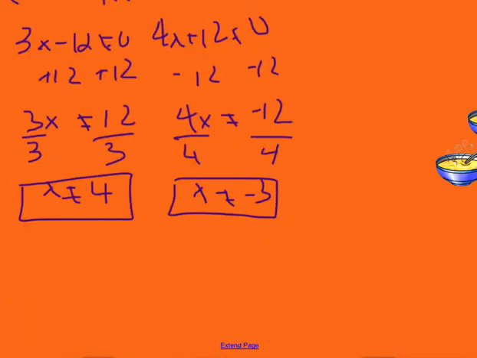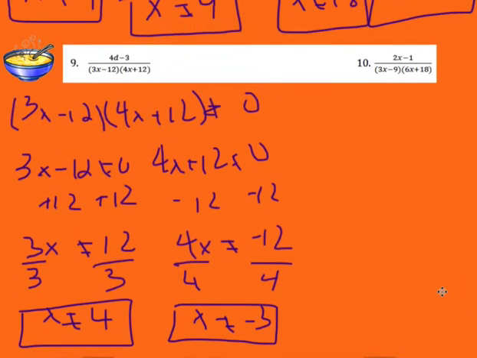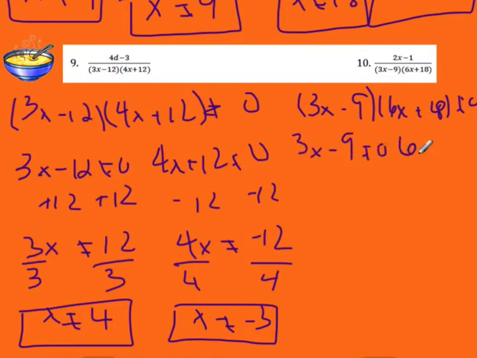Again, let's take a look at number 10. It's going to be a lot of the same stuff. So for number 10, I know that 3x minus 9 and 6x plus 18 cannot equal 0. So 3x minus 9 cannot equal 0, and 6x plus 18 cannot equal 0.